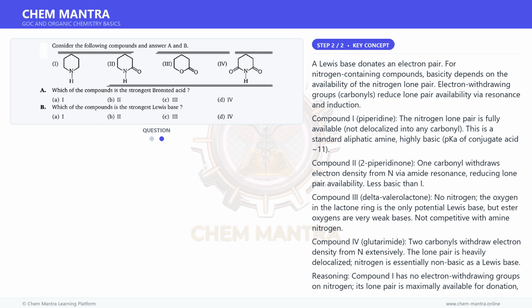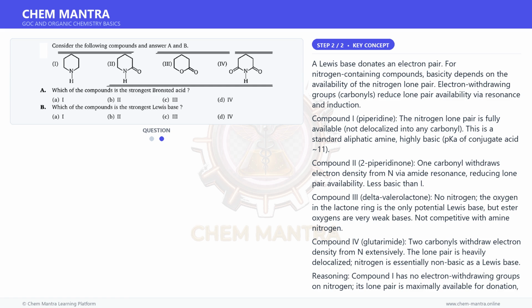Let us first understand the key concept here. A Lewis base donates an electron pair. For nitrogen-containing compounds, basicity depends on the availability of the nitrogen lone pair. Electron withdrawing groups, carbonyls, reduce lone pair availability via resonance and induction. Compound 1, piperidine: the nitrogen lone pair is fully available, not delocalized into any carbonyl. This is a standard aliphatic amine, highly basic, pKa of conjugate acid about 11.